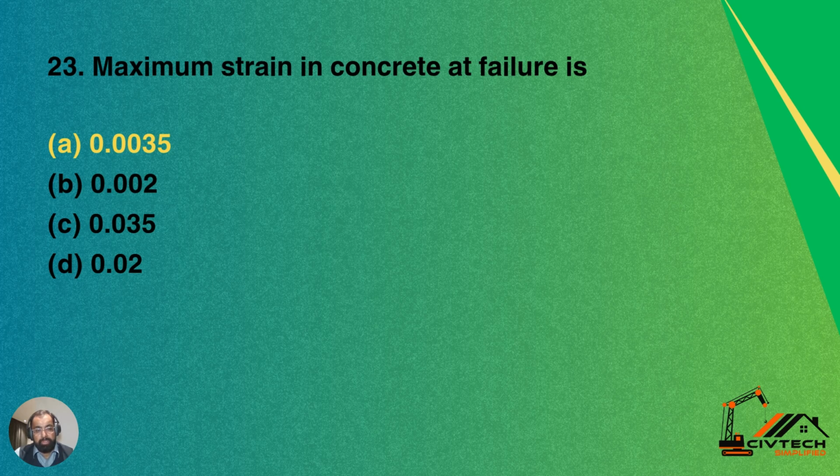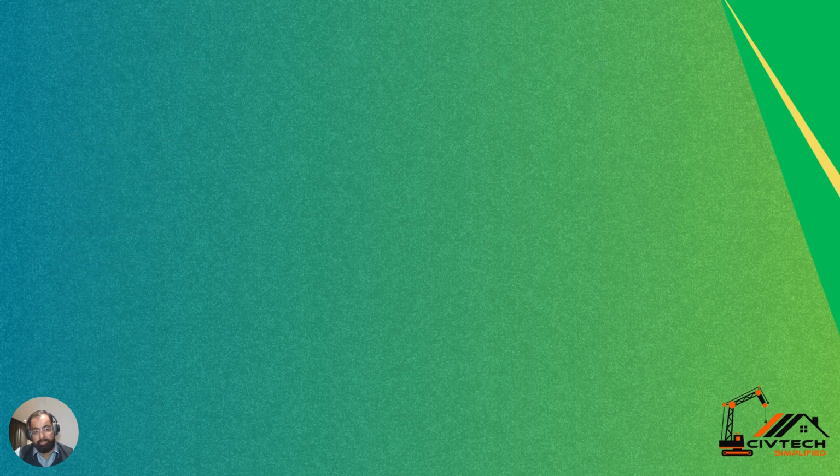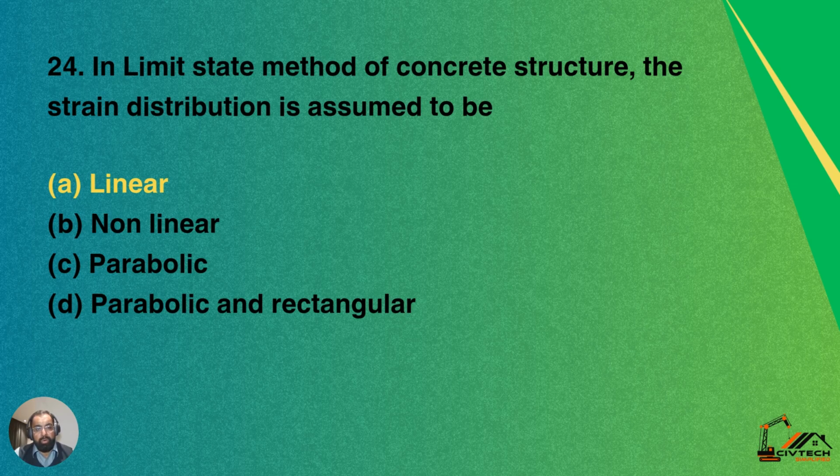Question 23. Maximum strain in concrete at failure is: option A, 0.0035; option B, 0.002; option C, 0.035; option D, 0.02. The maximum strain in concrete at failure is 0.0035. A is the correct answer.